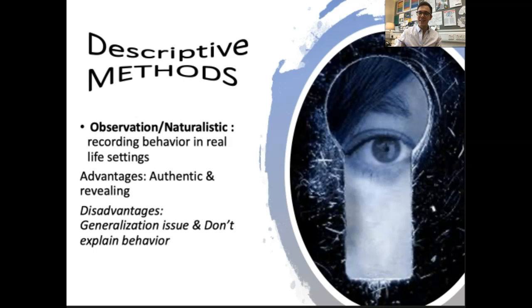Naturalistic observations are completely out of your control. They're completely authentic, right? You avoid the Hawthorne effect, which causes demand characteristics. The Hawthorne effect is when people act differently because they know they're being watched by the researcher. So this changes their authentic behavior into unauthentic behavior. So that's the problem with experiments.